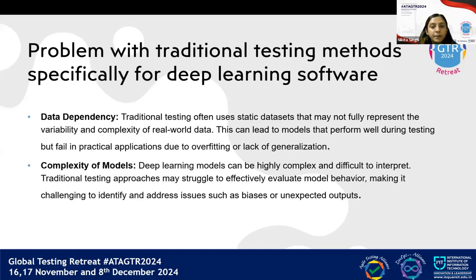Okay, let's move ahead with the problems with traditional testing methods, especially for deep learning models. The challenge we are facing with deep learning models is unpredictability of output. Traditional testing methods are designed for software that produces deterministic output, meaning if you give the same input, the software will always produce the same output. Then there is data dependency. Traditional testing often uses static datasets that may not fully represent the variability and complexity of the real world. This can lead to a model that performs well during testing but fails in a particular application due to overfitting or lack of generalization.